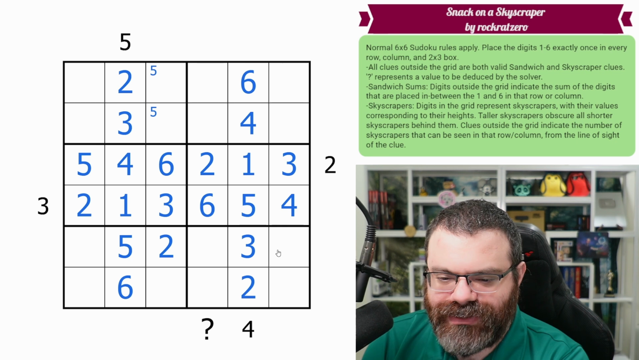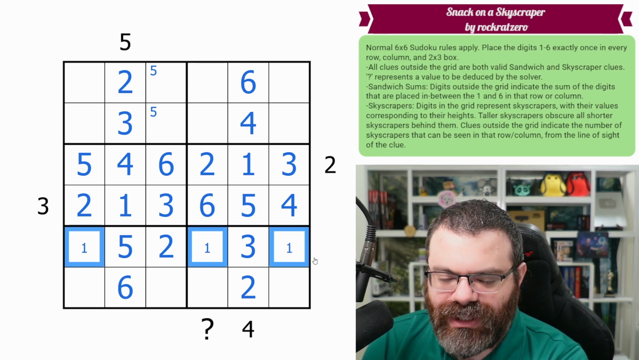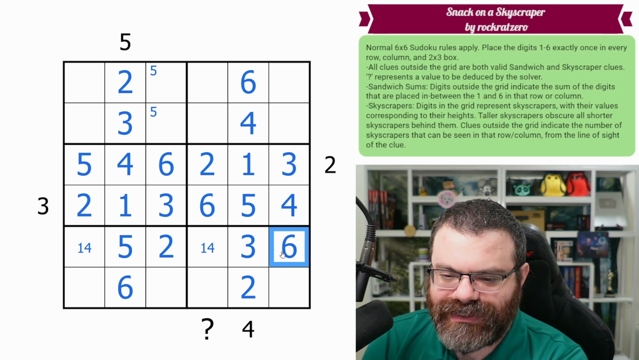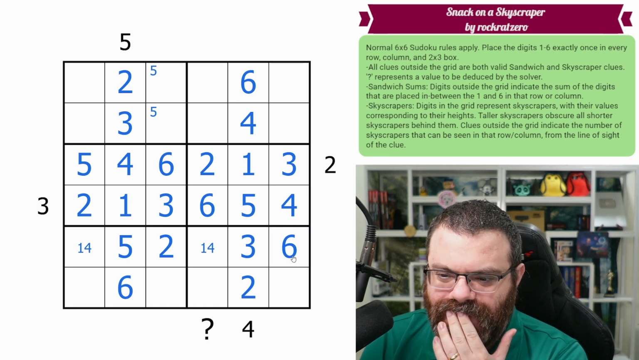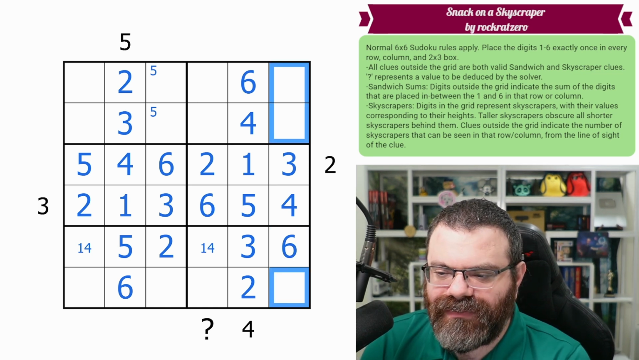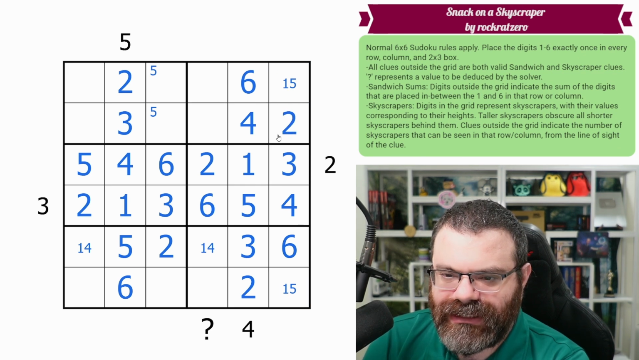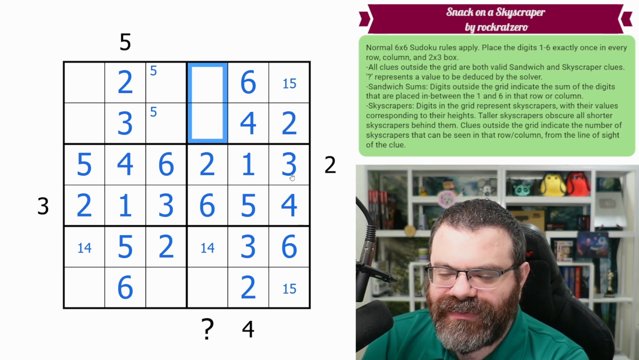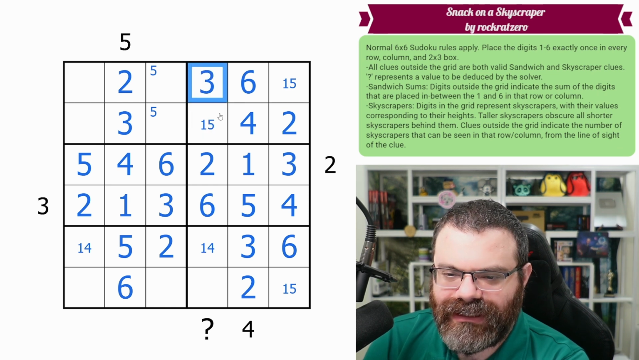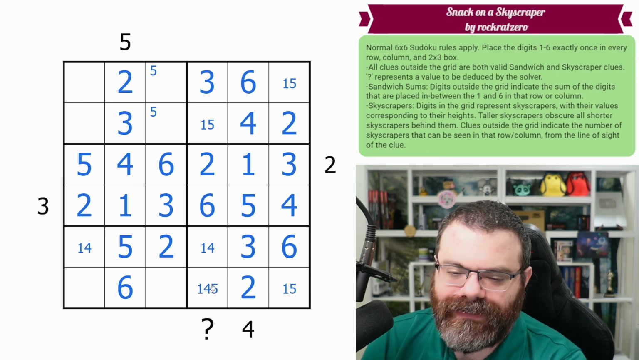Okay, is there more Sudoku to do? Maybe in this row, we need a 1, 4, 6. That's not 4, that's not 6, that's not 6. So that's a 6. This column, we need 1, 2, and 5. That's not a 2, that's not a 2, so that's the 2. This box, we need 1, 3, 5. That's not a 3, so that's the 3. Okay. This is 1, 4, 5.